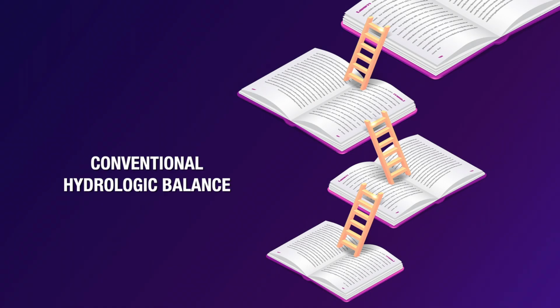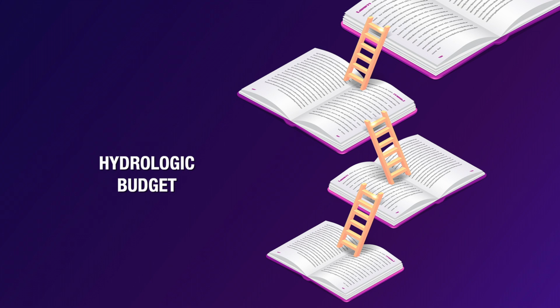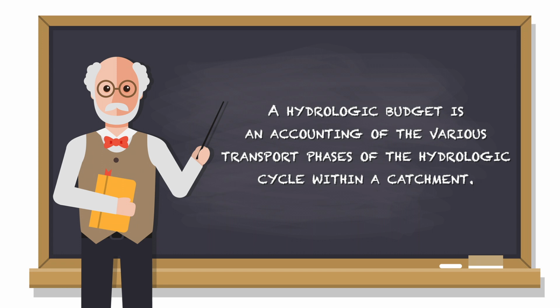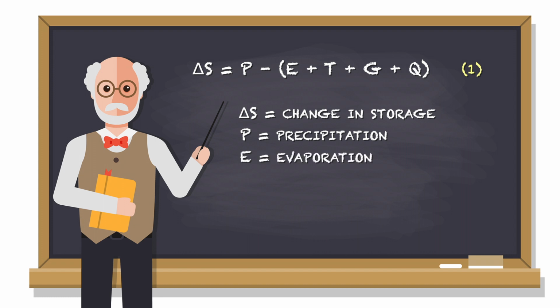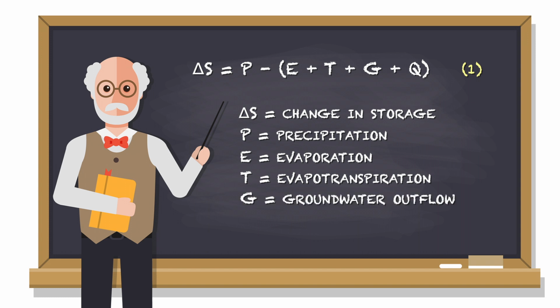The conventional hydrologic balance, commonly referred to as the hydrologic budget of a catchment, is covered in all standard hydrology textbooks. A hydrologic budget is an accounting of the various transport phases of the hydrologic cycle within a catchment. The following is a complete hydrologic budget including both surface and groundwater, in which delta S is equal change in storage, P equal precipitation, E evaporation, T evapotranspiration, G groundwater outflow, and Q surface runoff.